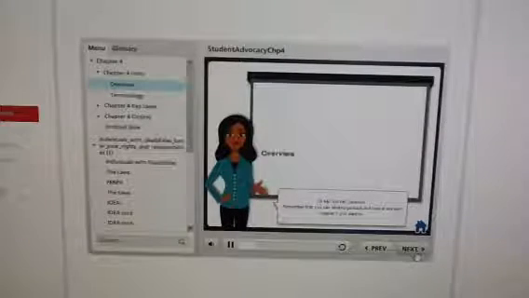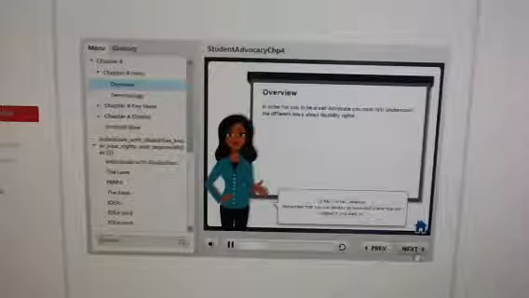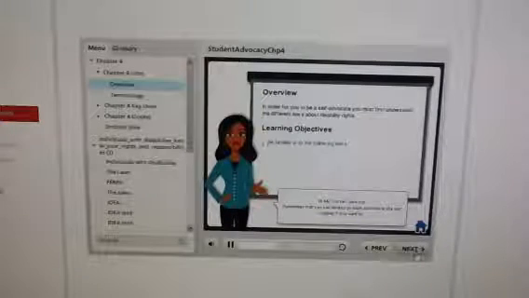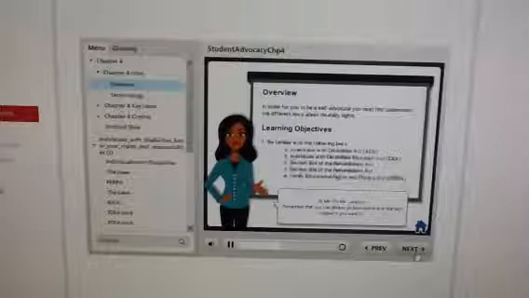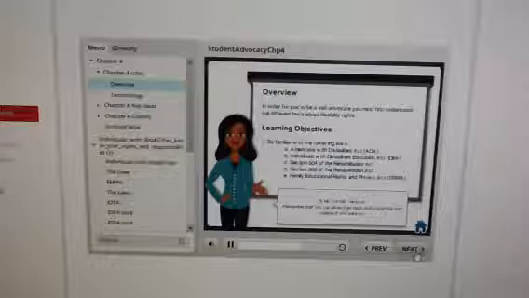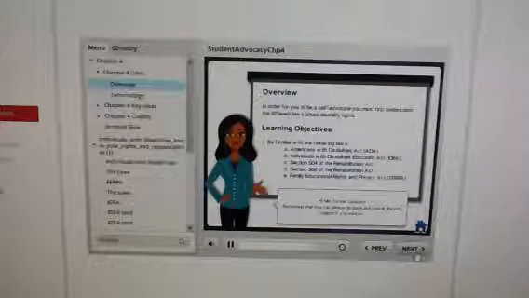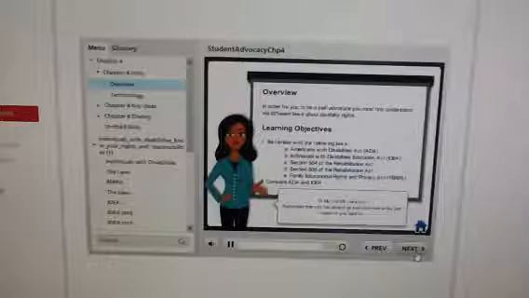Overview. In order for you to be a self-advocate, you must first understand the different laws about disability rights. Learning objectives. 1. Be familiar with the following laws: Americans with Disabilities Act, ADA, Individuals with Disabilities Education Act, IDEA, Section 504 of the Rehabilitation Act, Section 508 of the Rehabilitation Act, Family Educational Rights and Privacy Act, FERPA. 2. Compare ADA and IDEA.